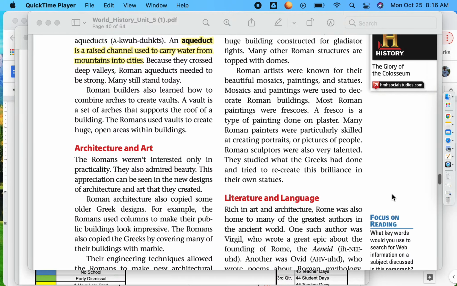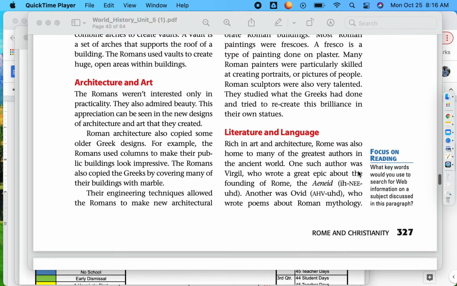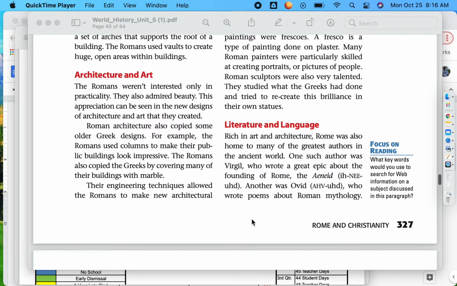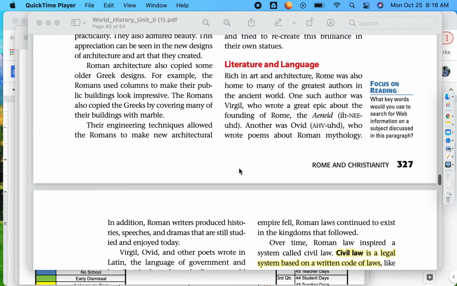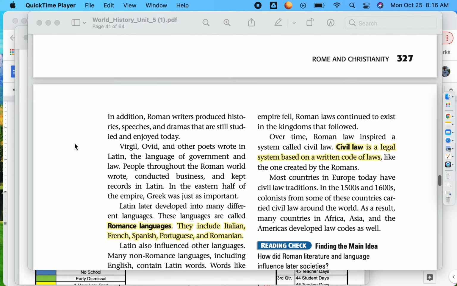All right, another accomplishment was through literature and language. We've talked a little bit about some of the literature before, such as Virgil, who wrote the Aeneid, kind of a history of the beginnings and foundings of Rome. So he's part of this time period here. You're going to have another poet named Ovid. Ovid wrote poems about Roman mythology, and a lot of the Roman mythology will lead to what we know of as the history of Rome.